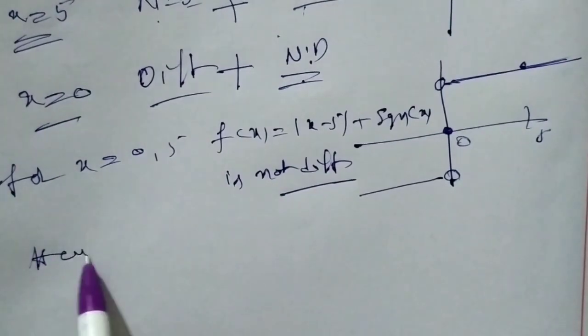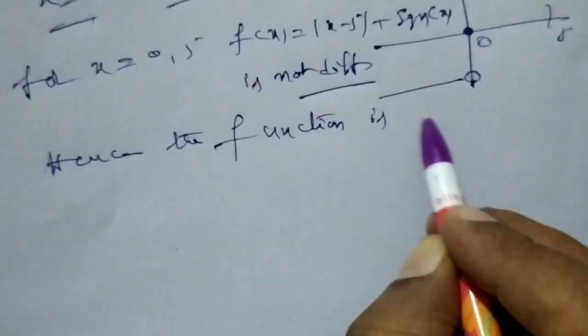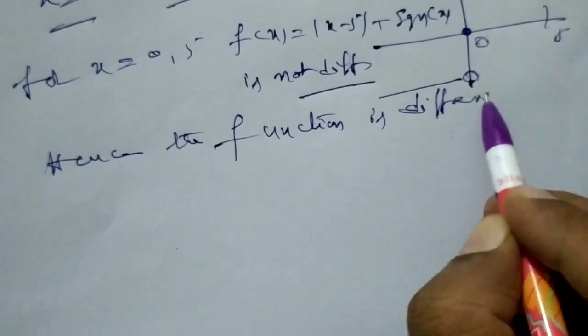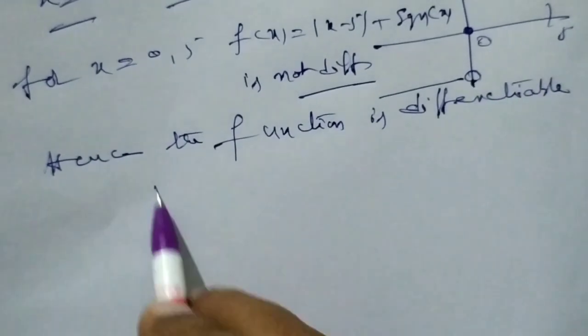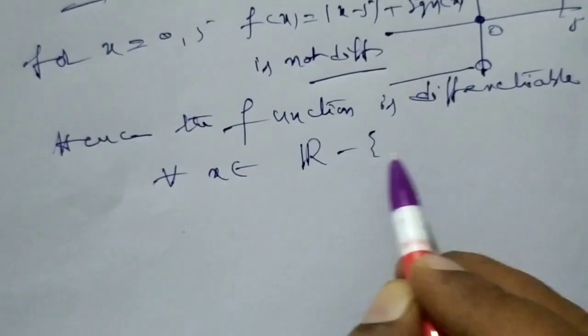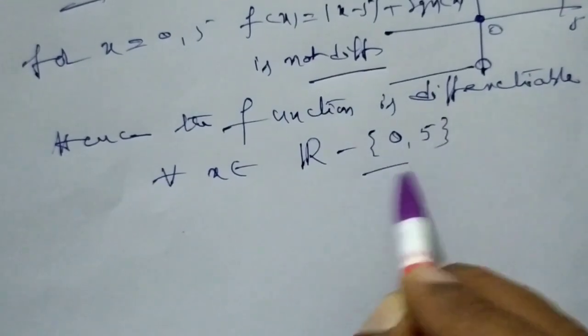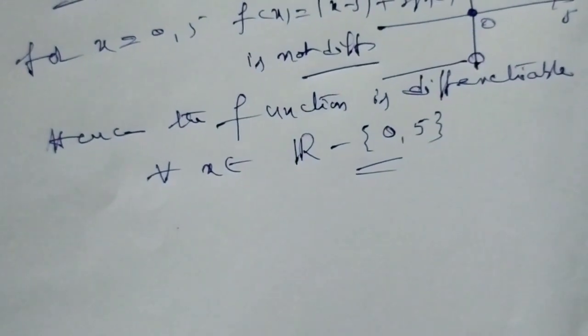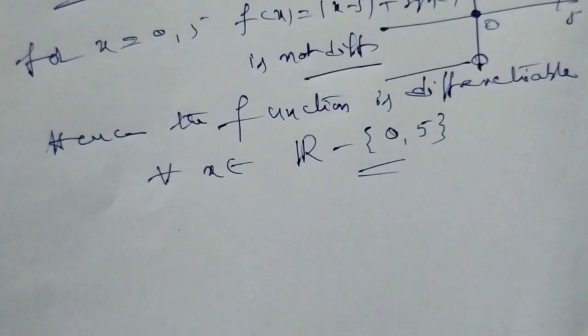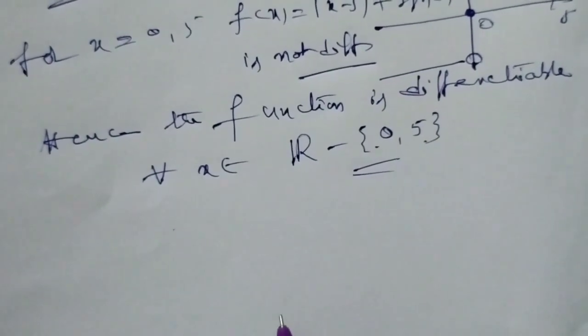Hence we conclude that the function f of x is differentiable for all x belongs to R minus {0, 5}. At these two points, 0 and 5, the function is not differentiable. Except these two points it is differentiable everywhere.